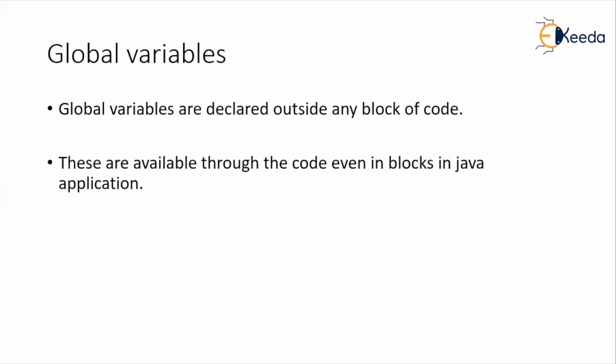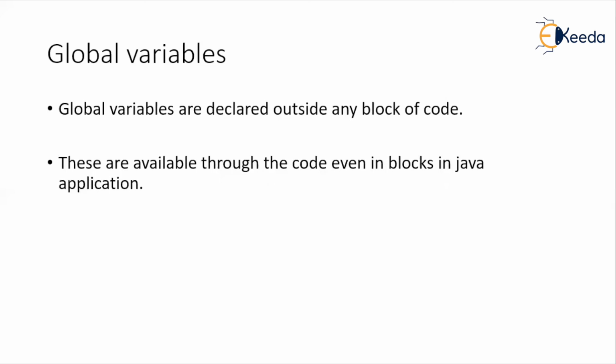What are static data members? Obviously, we will be discussing that in forthcoming sessions. Right now, we are going to focus on the conceptual understanding of global variables, and we will be looking at instance data members. Then we will discuss static later on. So basically, global variables are the variables which are declared outside the block. These variables are available throughout the application, even in any block of code which is there in the Java application.